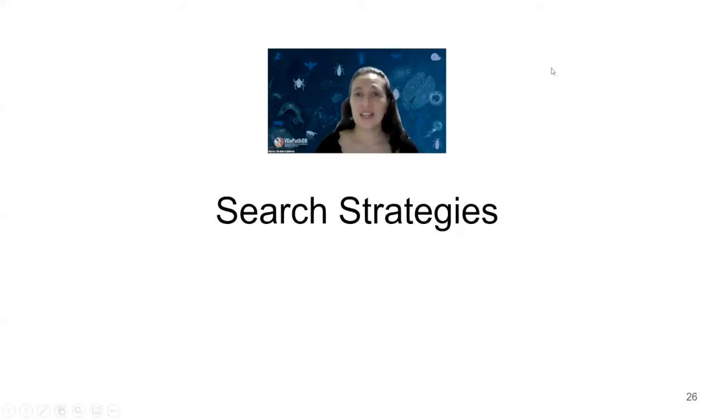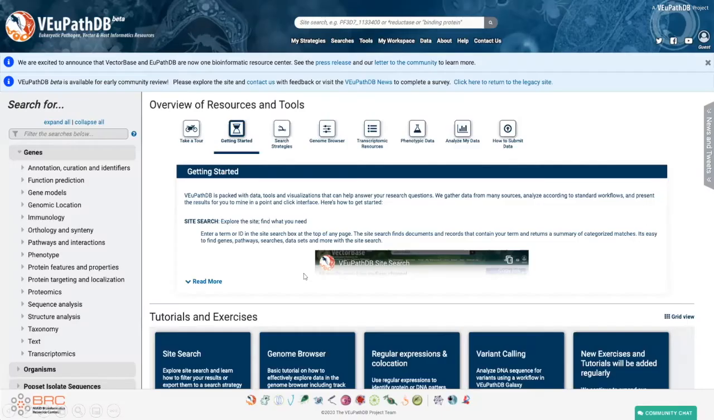Okay, so first I gave you an overview of the website. Second, I told you how to use site search. And now I'm going to tell you how to use the search strategy system. If you come to the website, it could be VectorBase or the central site or any of the other sites, you're going to find the strategy system here on the side where it says search for, and you can also find it here at the top where it says searches. Either way, it's going to be the same.